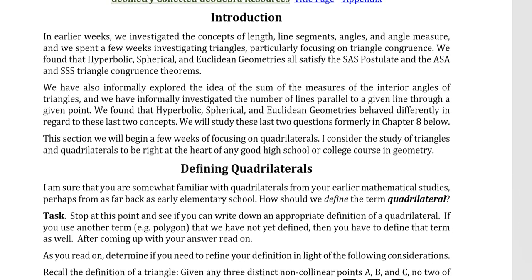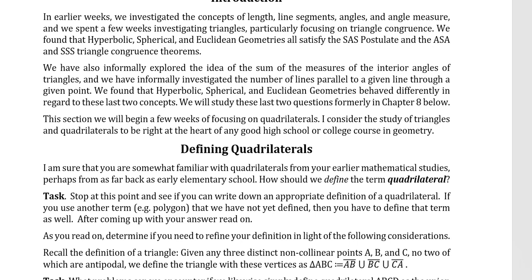Well, let's think about this a minute. Let's first of all recall the definition of a triangle. We said given any 3 distinct non-collinear points A, B, and C, no 2 of which are antipodal, a triangle with these vertices, triangle ABC, is defined to be the union of line segment AB with line segment BC, union with line segment CA.